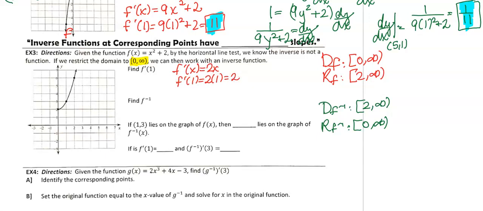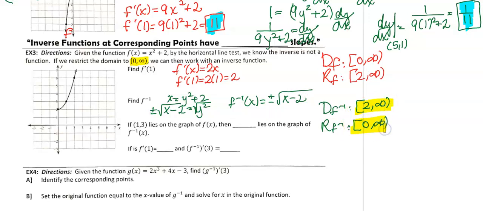Now let's find our inverse. We're going to switch x and y and solve for y. Remember, when I take the square root, I have to have plus minus. So the inverse is really plus minus square root of x minus 2. But because I have restricted the domain, the range is 0 to infinity, I only want the positive.